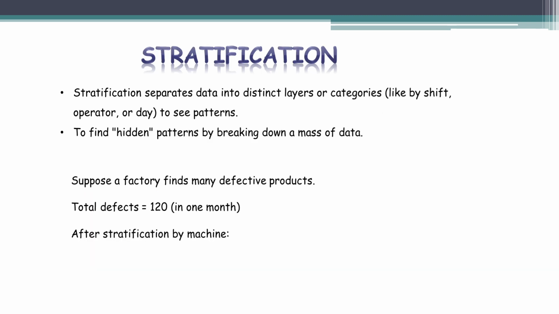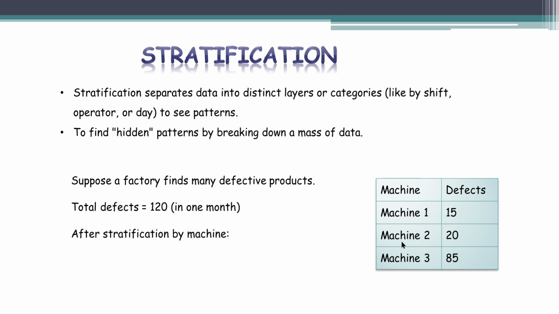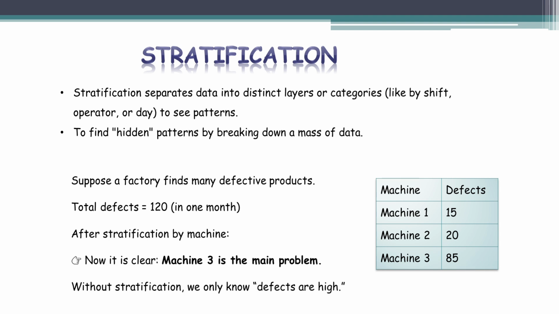Next is stratification. Stratification means separating data into groups or layers. So you can see patterns that are hidden when everything is mixed together. In simple words, it is sorting information to understand the real cause of the problem. For example, suppose a factory finds many defective products. Total defect is equal to 120, but after stratification, machine 1 has 15 defects, machine 2 has 20 defects, machine 3 has 85 defects. Now it is clear that machine 3 is the main problem. Without stratification, we only know the defects are high, 120.